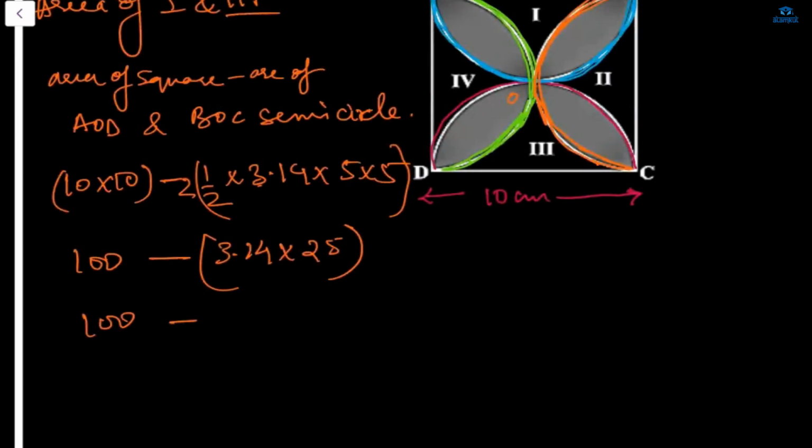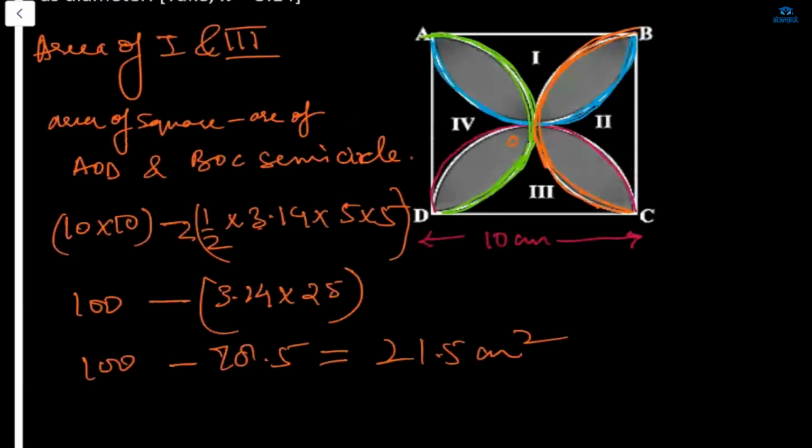Okay, so it will give you 100 minus 78.5. You are multiplying, so your answer will be 21.5 centimeter square. Okay, so this is the area of first and third region.